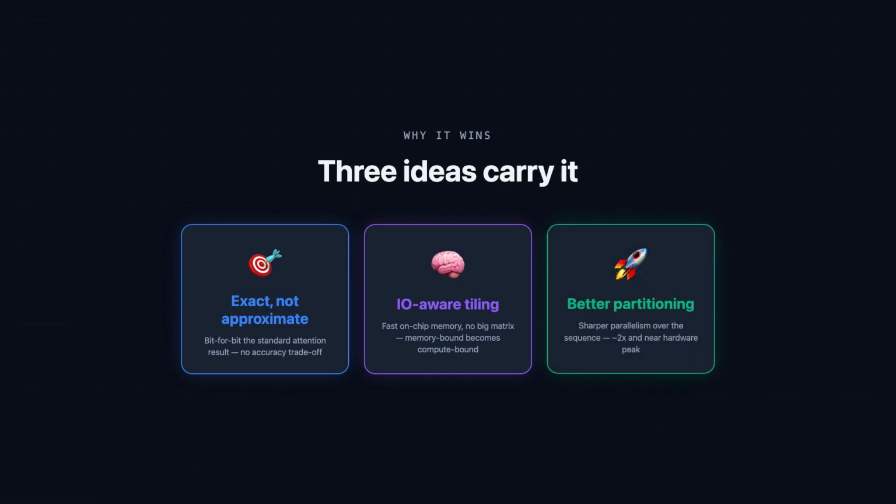The second version then sharpens the parallelism. It divides the work more evenly across the GPU's warps and thread blocks, trims the operations that aren't matrix multiplies, and parallelizes along the sequence itself, roughly doubling the original and reaching a large fraction of the hardware's theoretical peak.